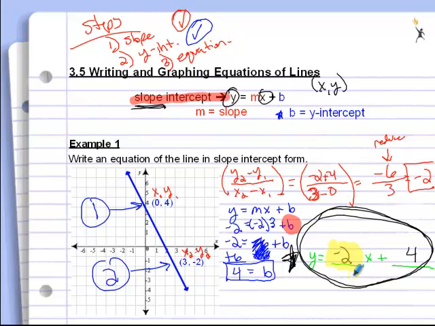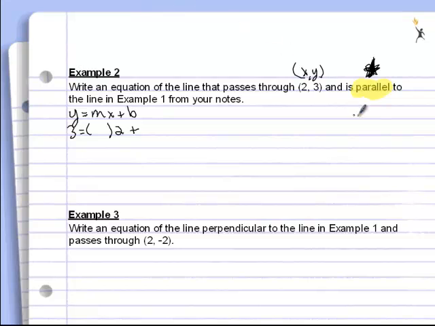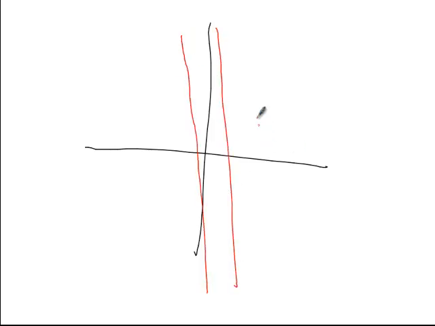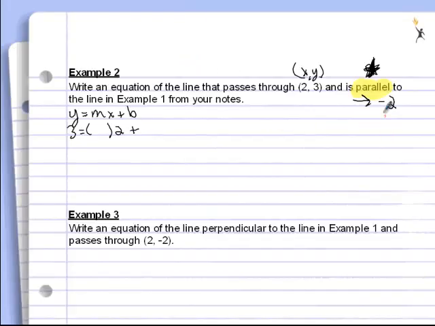I need the slope from this line, and I'm going to borrow it and use it in my new equation, because I want them parallel. Remember that if one of them has a negative 2 slope, I need a parallel line with the same slope. Now all I'm doing is solving for the new y-intercept, wherever that is. So here's my slope. It's negative 2. I'm going to plug that in for my m.